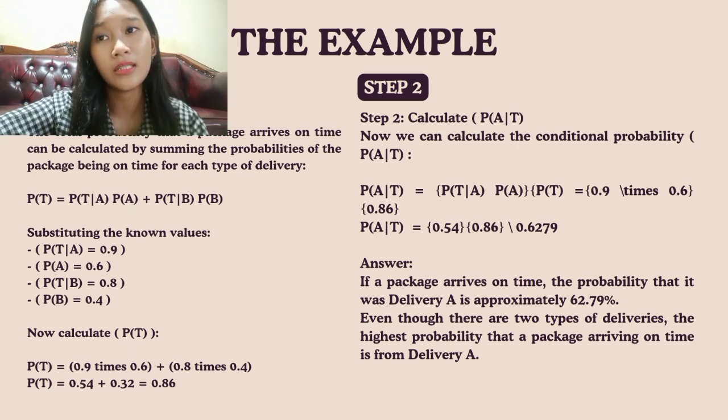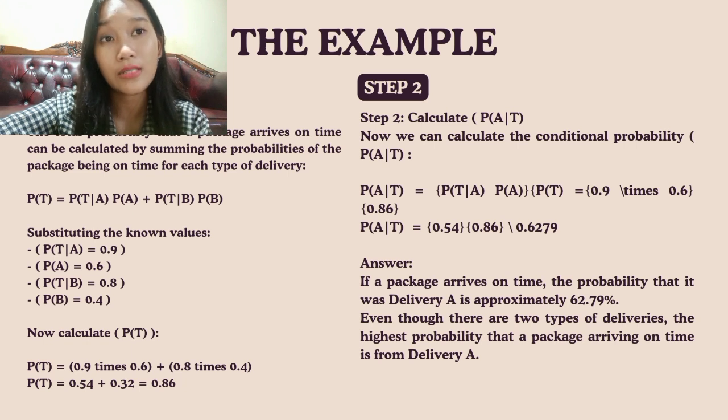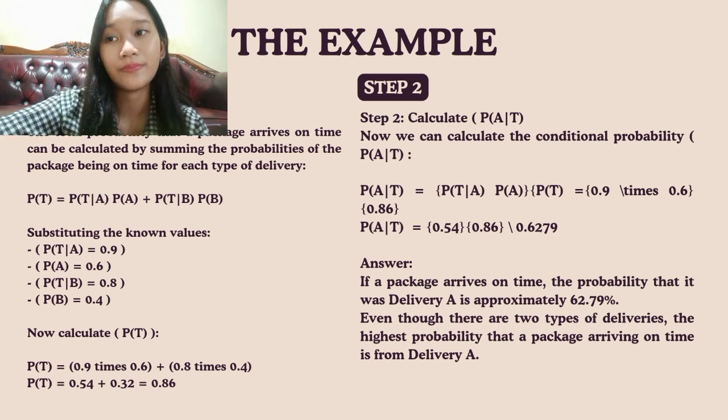Step 1 is to calculate P(T). The total probability that a package arrives on time can be calculated by summing the probabilities of the package being on time for each type of delivery. As you can see, that's the formula, and we substitute the known values based on the question. Now calculate P(T).